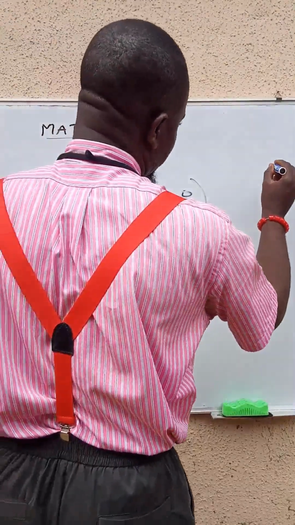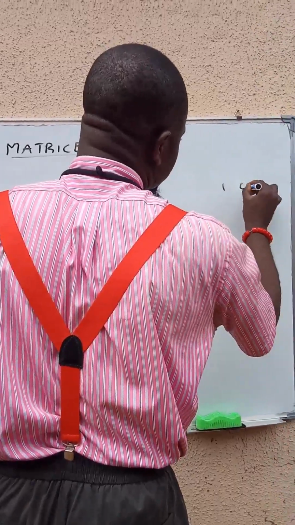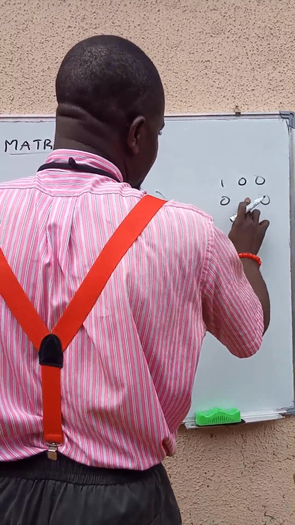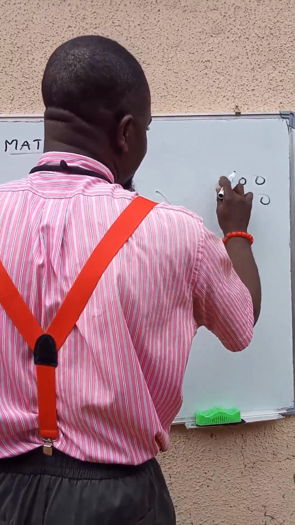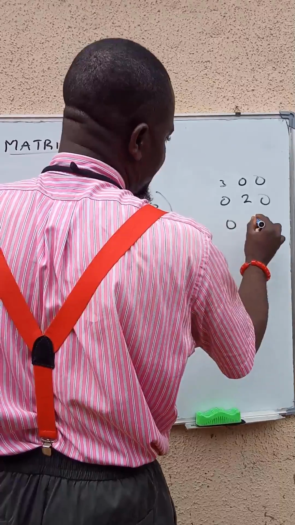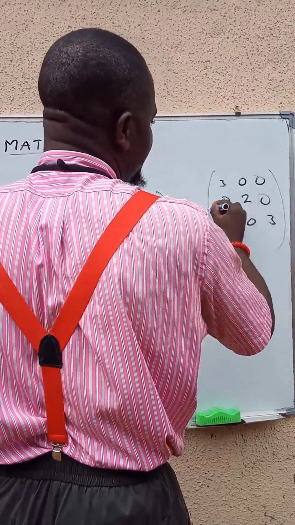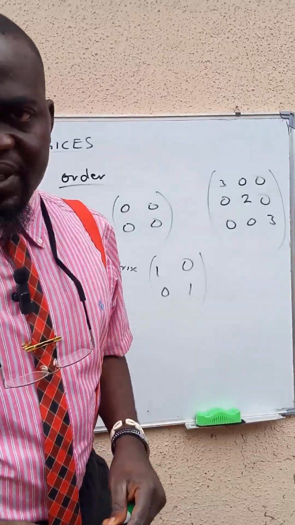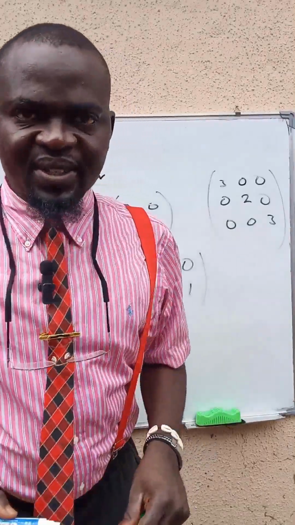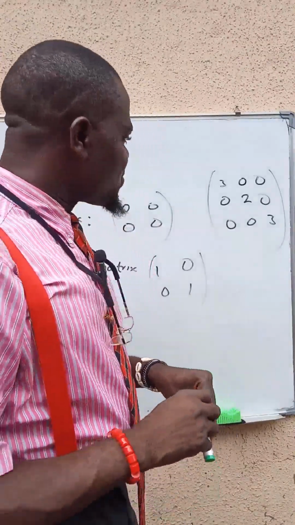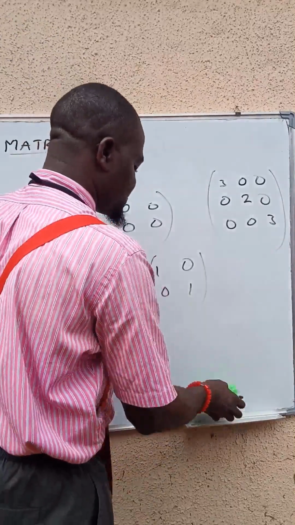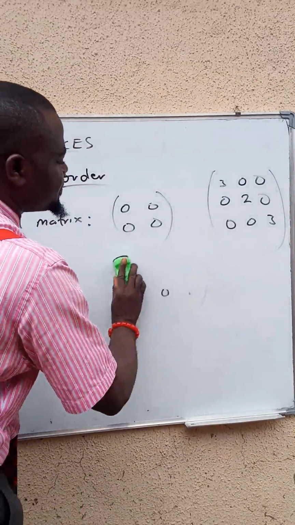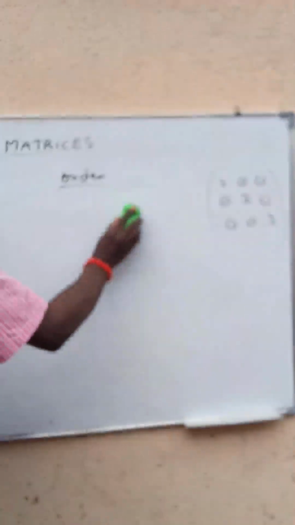You can have it in this form, like 1, 0, 0, 0, 1, 0. I can use 2 so it will not be identity, or 3, for example, 0, 0, 3. It simply means only the leading diagonals are numbers. All other entries are 0. So let me go straight into today's work. There are other ones. If we start going on them, we'll get used to them.